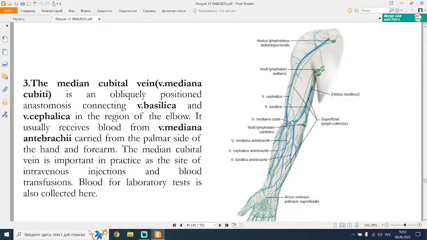Vena mediana cubiti is important in practice as a site of intravenous injection and blood transfusion. Blood for laboratory tests is also collected here. This is from vena mediana cubiti.